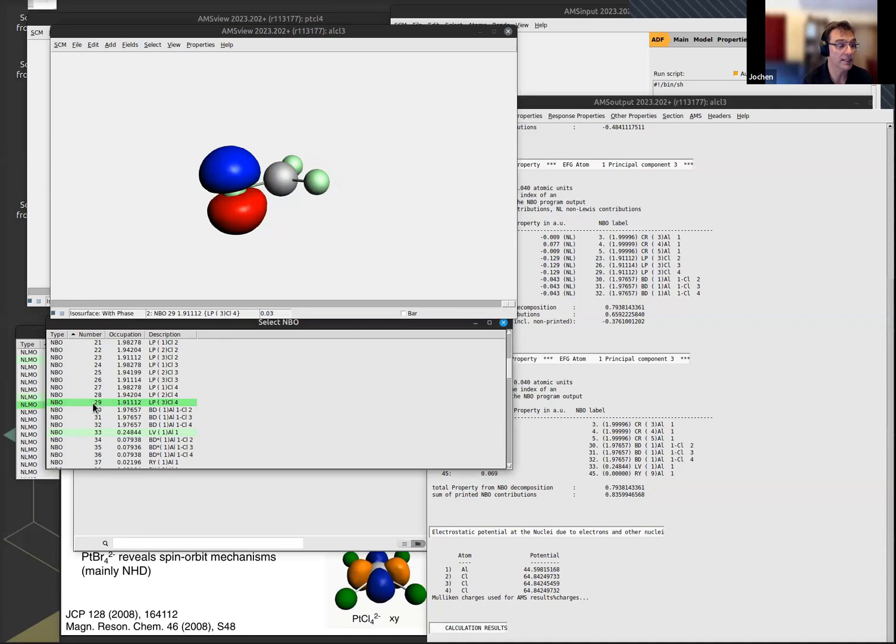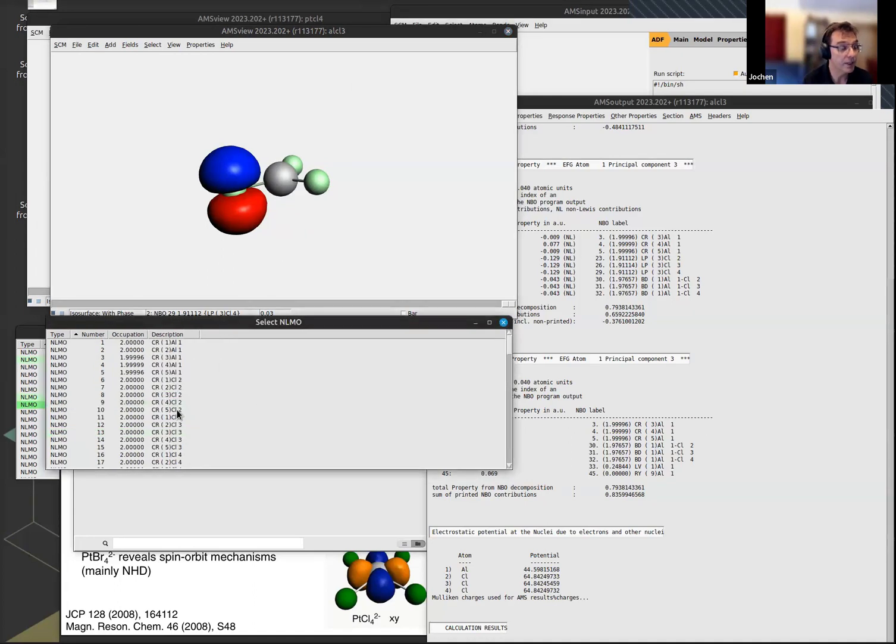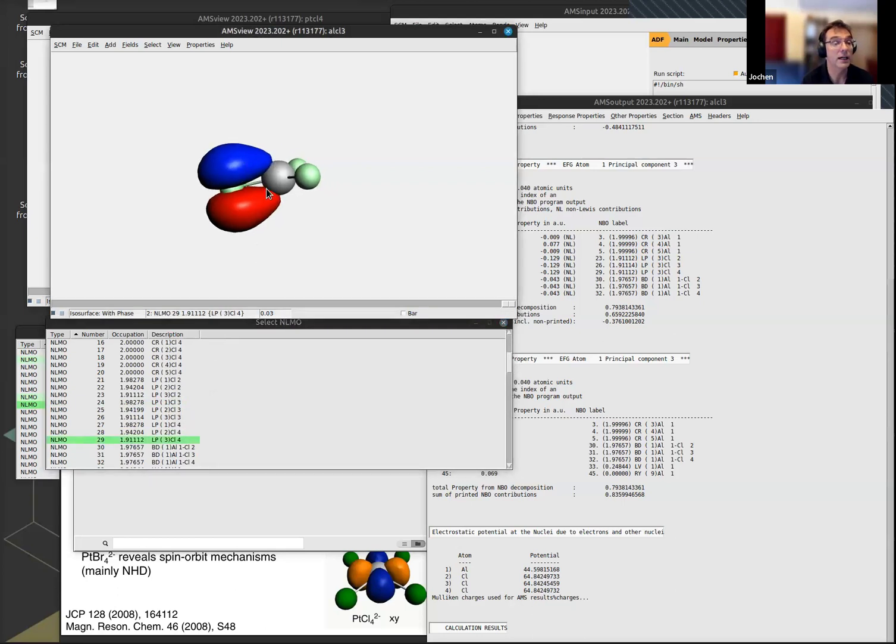So if I visualize this same NBO as an NLMO, number 29, you will be able to see the donation right away, and there it is. So now you can see how it directly donates into that PZ orbital on the aluminum, and thereby reduces the field gradient.